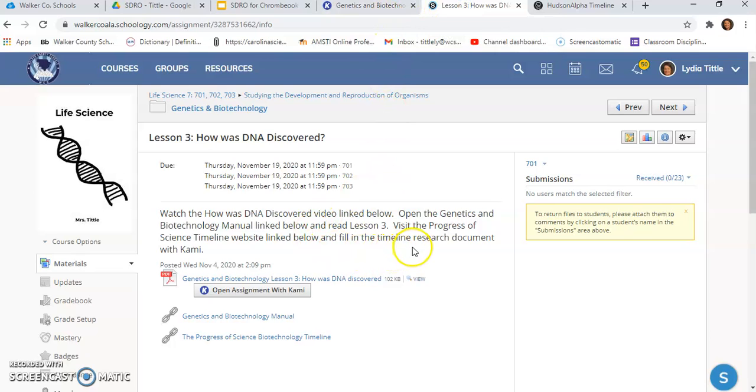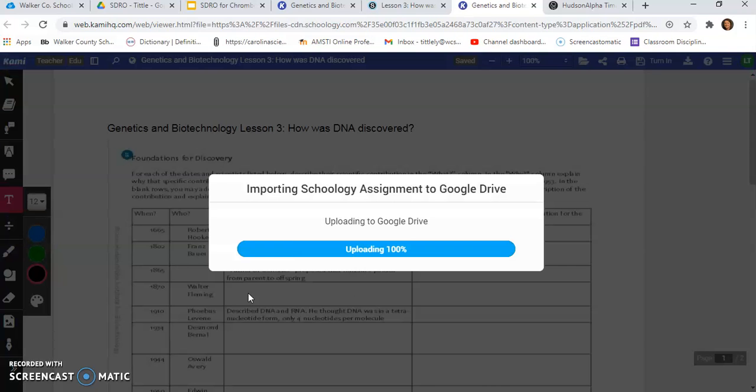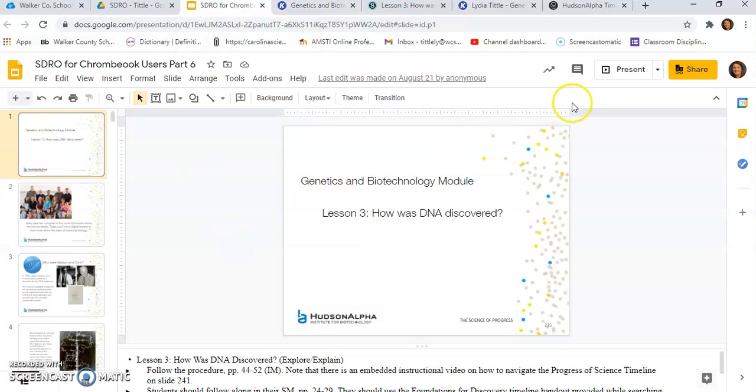And it also says you'll fill in the timeline research document with Cami. So I'm going to go ahead and open that. Okay, this will be something you'll be using while you do research of the timeline. So let's go for a minute to our lesson and explain what all this lesson is about.